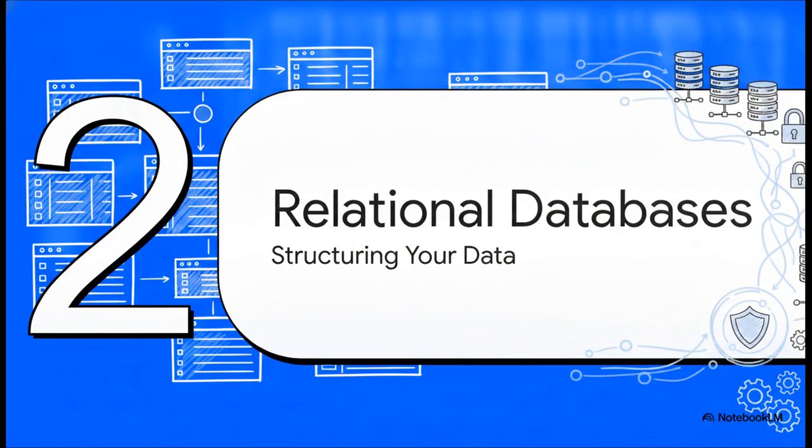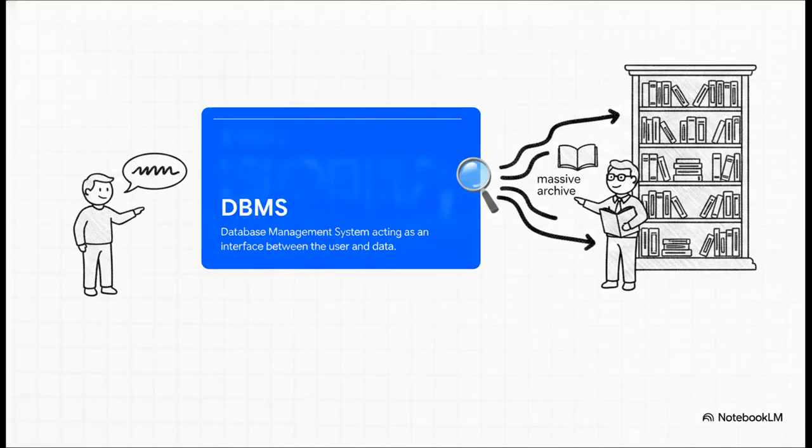Which brings us to Section 2, Understanding Relational Databases. Let's see how these systems actually organize all that data so securely. Here's a really crucial distinction. You don't actually interact with the raw database directly. You talk to a DBMS, a database management system, like MySQL. Think of the DBMS as a super-powered librarian. You hand over your request, your SQL query, and this librarian sprints into the massive archives, finds your exact record, and brings it right back to you.